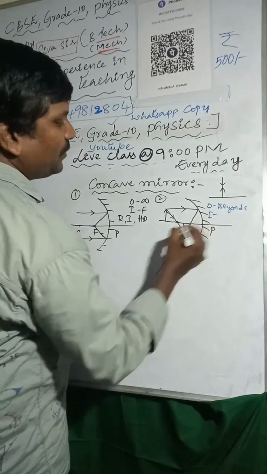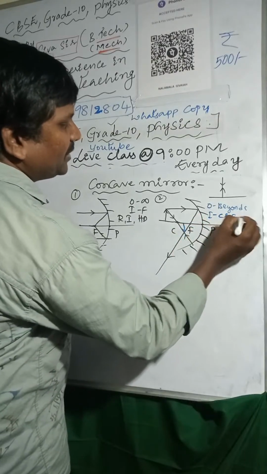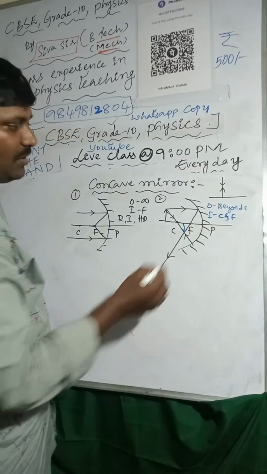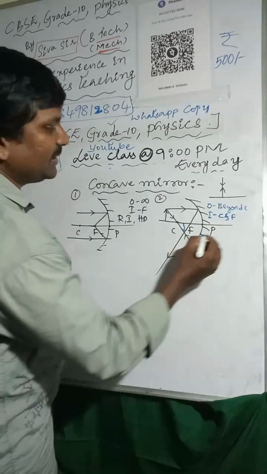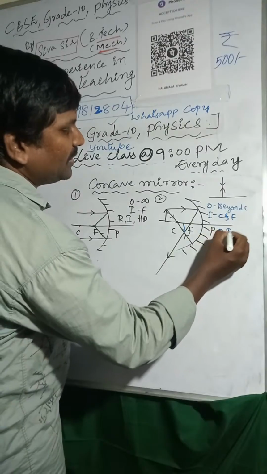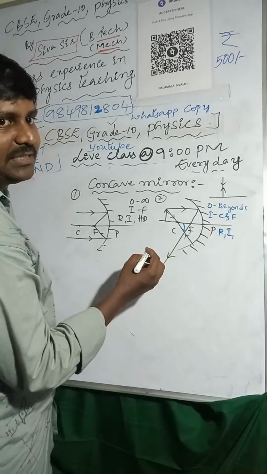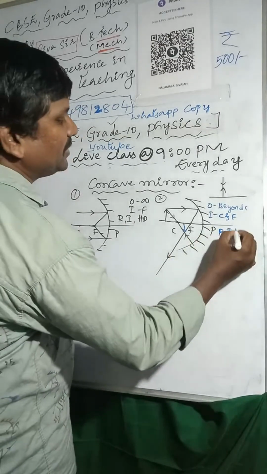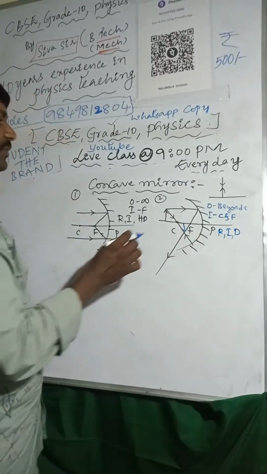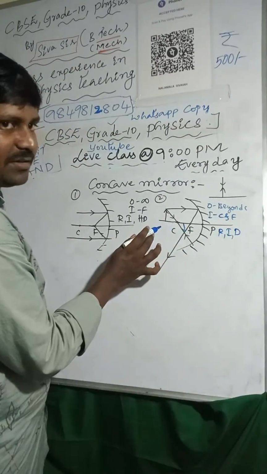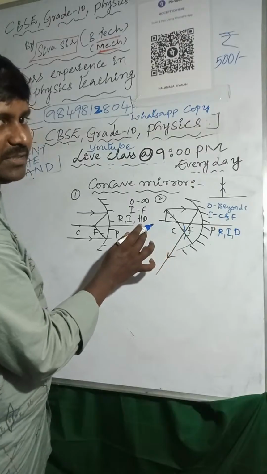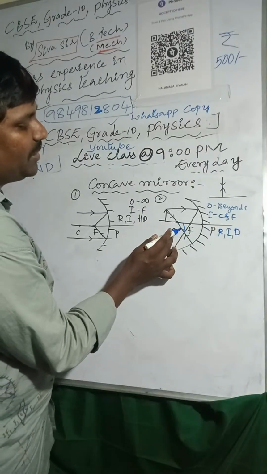So the image will form between C and F. The nature of the image is real and inverted, and the size of the image is diminished. So here you can observe, if the object is placed beyond the center of curvature, the image will form between C and F.